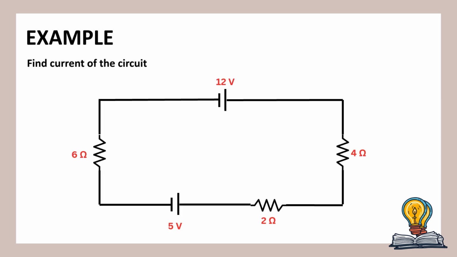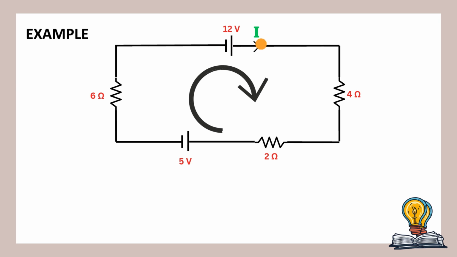Alright, let's start solving the problem. We'll assume the current flows in this direction. If that guess is wrong, don't worry, the answer will just come out negative, and the magnitude will still be correct. Now, let's apply KVL around the loop.